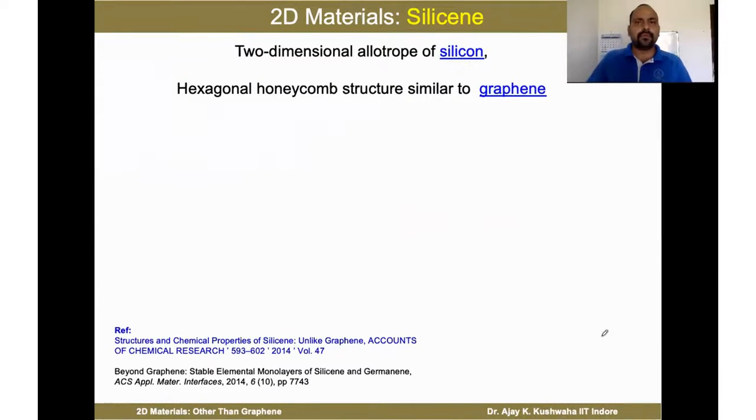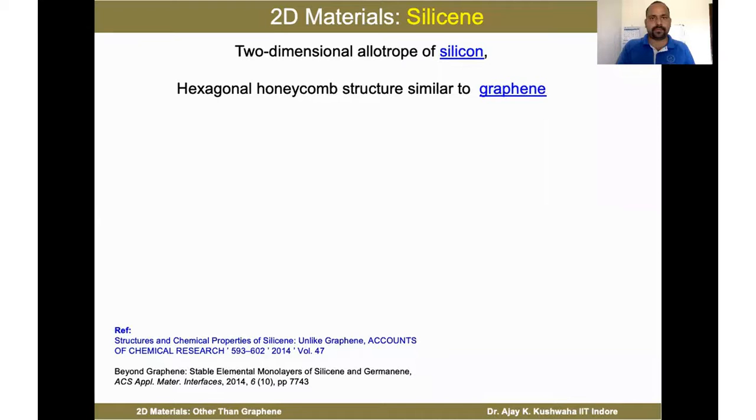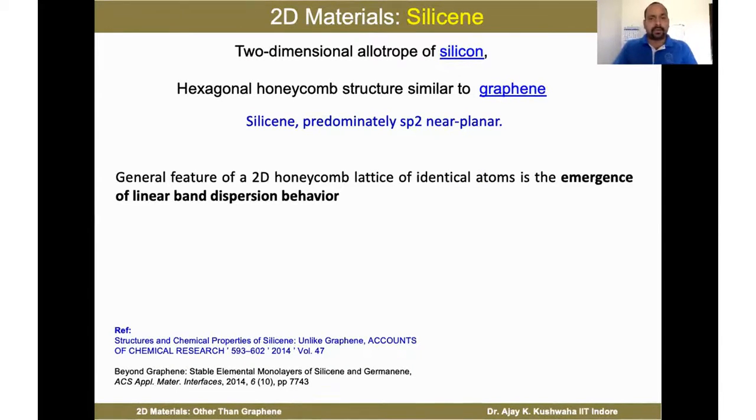So, basically silicene is also a two-dimensional allotrope of silicon, similar to graphene, the two-dimensional material of carbon. It also has a hexagonal honeycomb structure similar to graphene. Moreover, this material also has sp2 hybridization, but not entirely: it is dominantly sp2, but it also consists of some sp3 hybrid bonds. Similarly, this material also has a linear band dispersion behavior, as we have observed in the case of graphene.